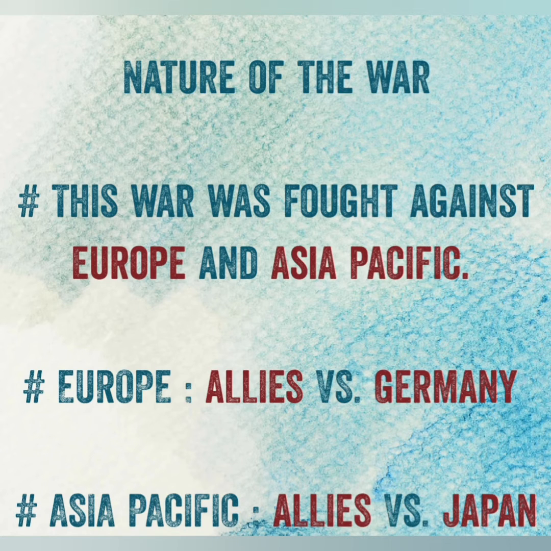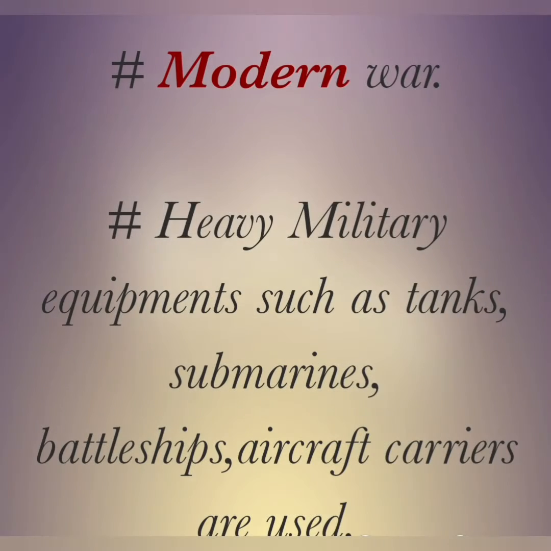World War II was fought in two places, that is Europe and Asia. In Europe, the war was fought by the Allies against Germany and Italy. In Asia, the Allies fought Japan. In World War II, heavy military equipment such as tanks, submarines, battleships, and aircraft carriers were used. So this is called a modern war.